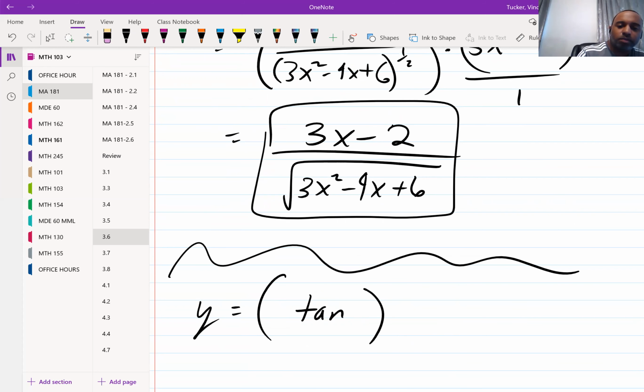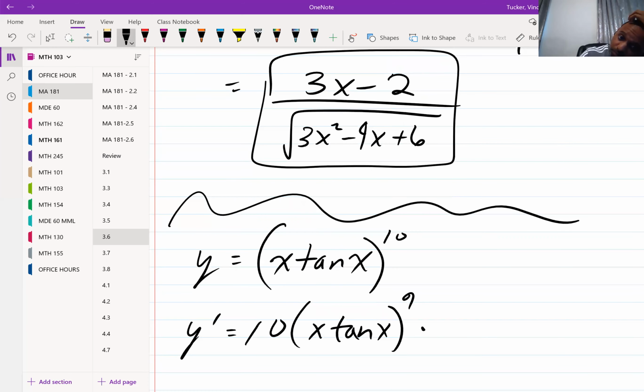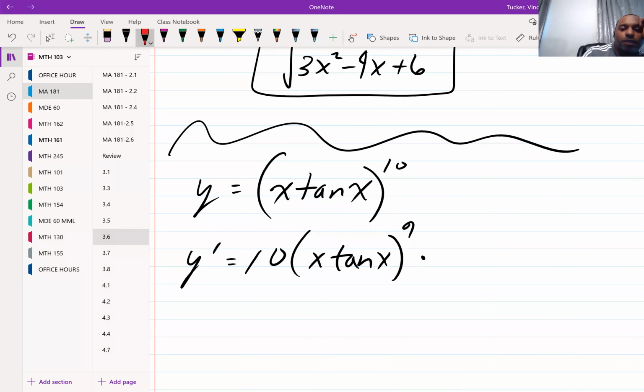Get rid of these t's. It's not necessary. I'll use x. They use t, but I don't want my t's to get mixed up with anything else. So we have x tan x raised to the 10th power. The 10th power is on the outside, x tan x on the inside. So bring down the 10, subtract 1 from the exponent, so that's 9. Don't forget the product rule.